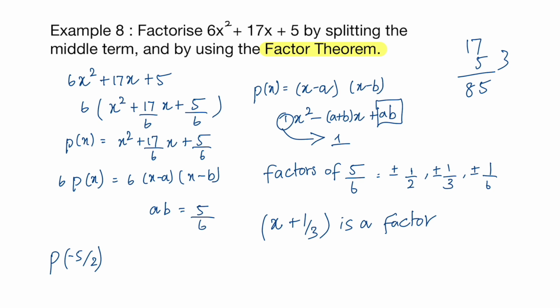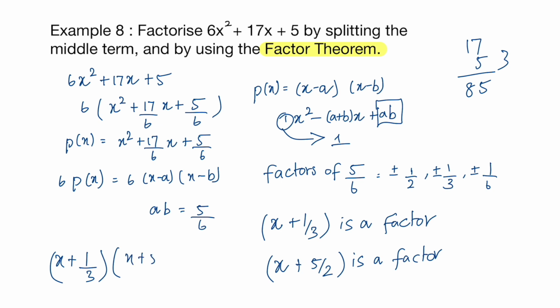Okay, so minus 5 by 2. With that you can tell that if minus 5 by 2 is a 0, then x plus 5 by 2 is a factor. Okay, x plus 5 by 2 is a factor, and these are the two factors of this polynomial, x plus 1 by 3 and x plus 5 by 2. Okay, so this is the value of this portion, not the entire thing. X minus a into x minus b, we have found the value for that.